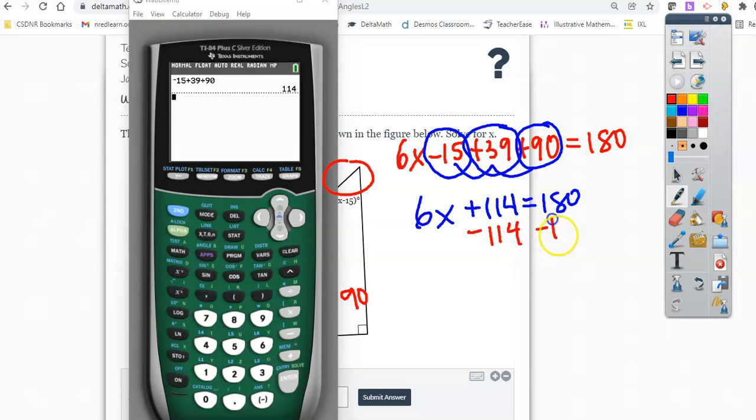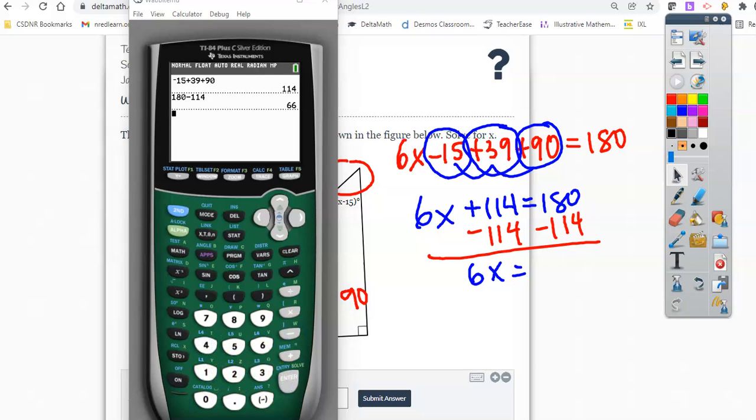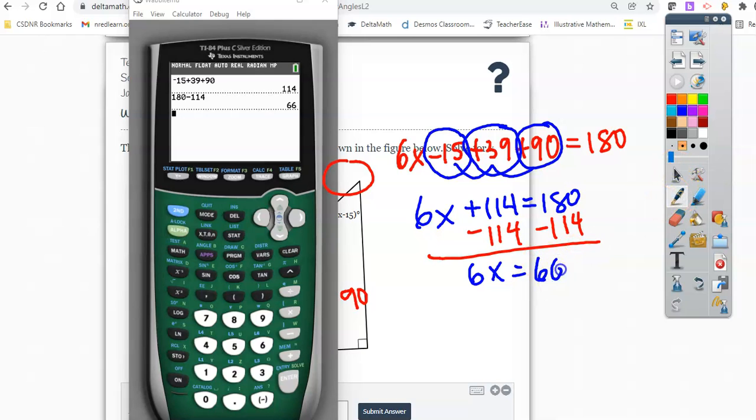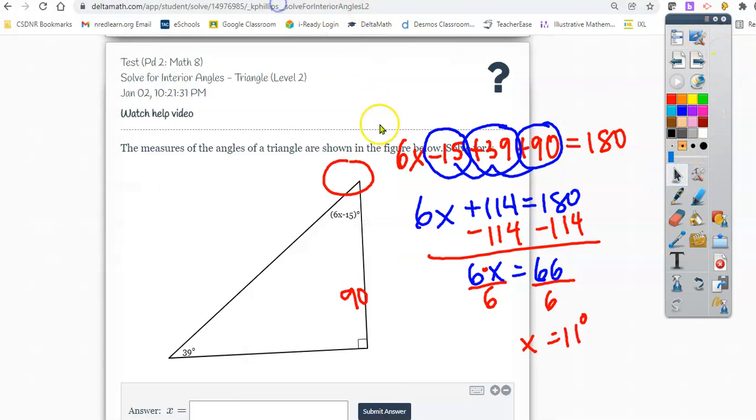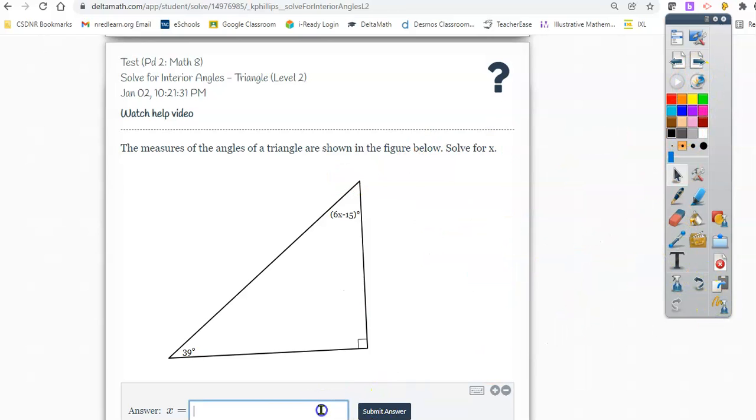Subtract 114 from both sides. Use your calculator if you need to. 180 minus 114. The last step here is an invisible multiplication sign, and the inverse of multiplying is dividing. We use this fraction bar to show division, and you get your final answer, which is 11 degrees. Once you know your missing value, you can enter it into this box here.